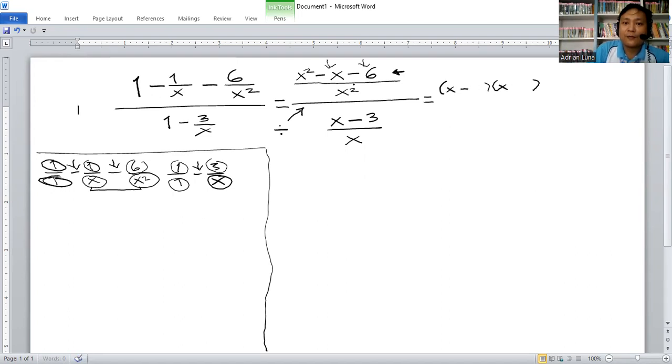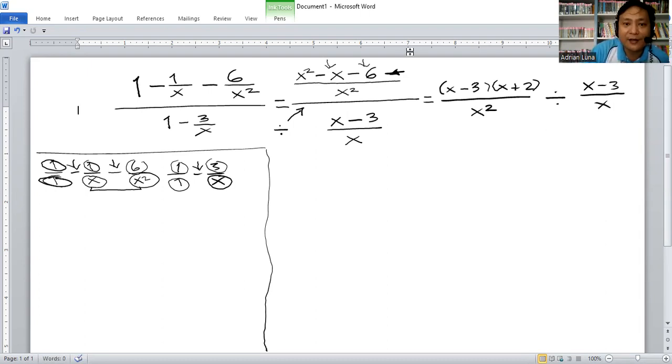And what are the factors of 6? 3 and 2, or 2 and 3. Since it is negative, the larger value gets the negative sign, which is 3, so we add 2. If you perform the FOIL method, you will simply arrive here. All over x squared, divided by our denominator, which is x minus 3 all over x.